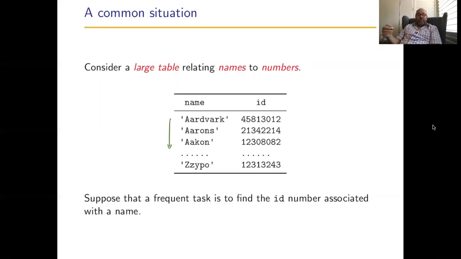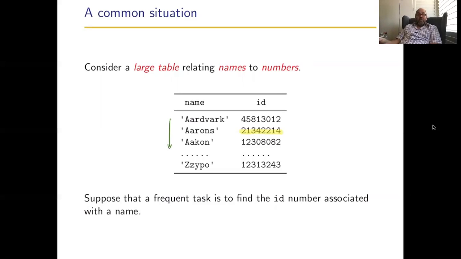And then each of these names has an ID number or something associated with them. And so the ID numbers are stored in the second column. The data in the second column is not sorted. The IDs can occur in any random order at all.